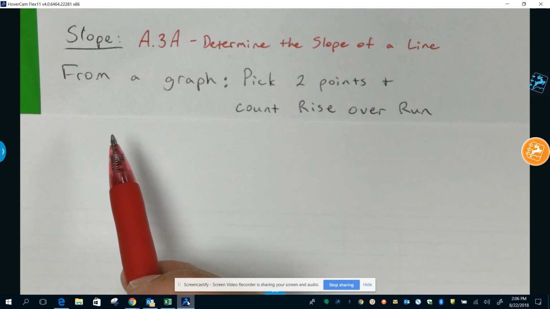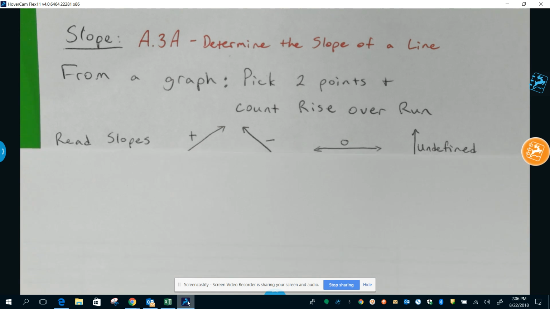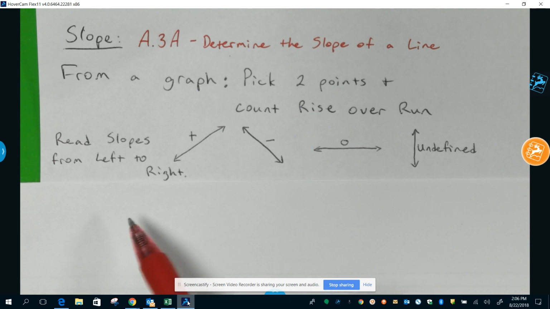Okay, if we are given a graph, we want to pick 2 points on that graph and just count the rise over run. You guys should remember this from Algebra 1, so this shouldn't be anything new. Okay, but we're just going to refresh. So we read slopes like we read a sentence. Okay, we always start from the left and we work our way to the right.